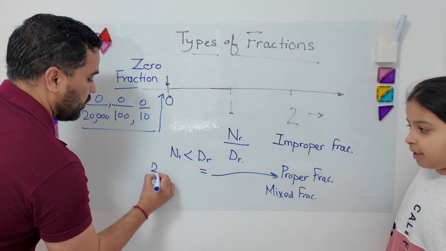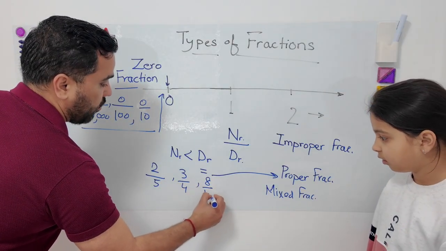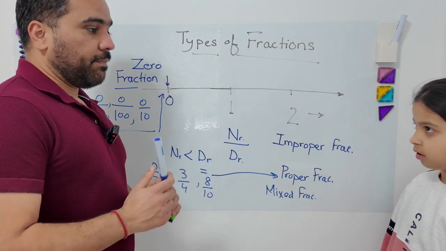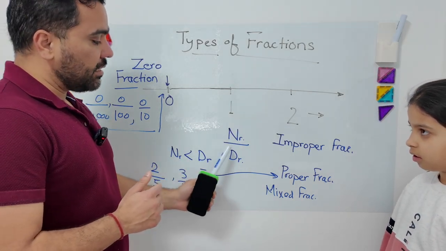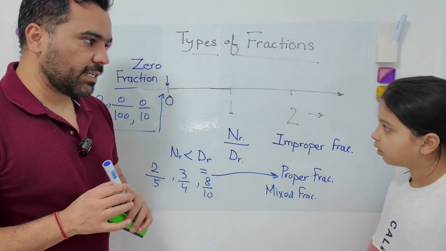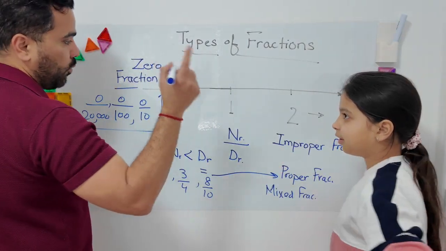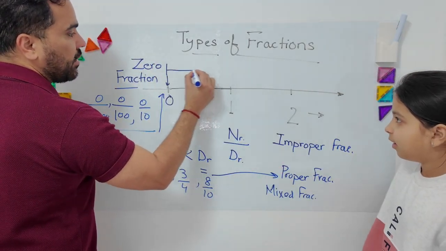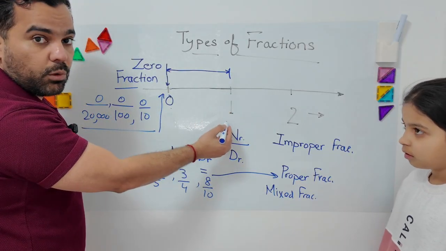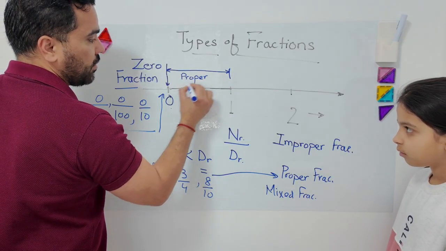3/4, 8/10. They all are proper fractions because the numerator is less than denominator. Do you know where on the number line these proper fractions will sit? In front of the 0 and behind the 1. Well done. So any fraction in this region between 0 and 1 will be your proper fractions.